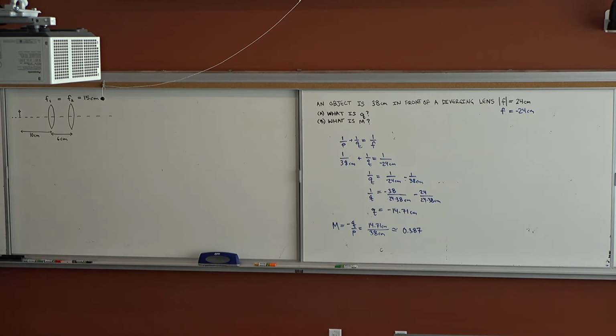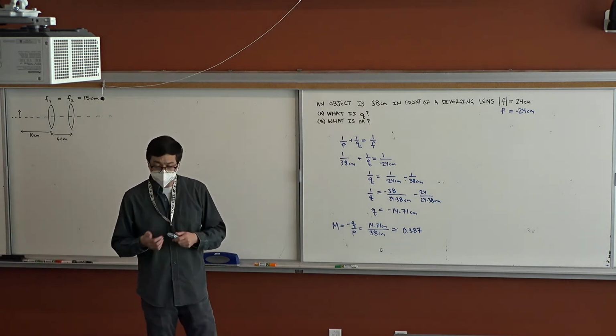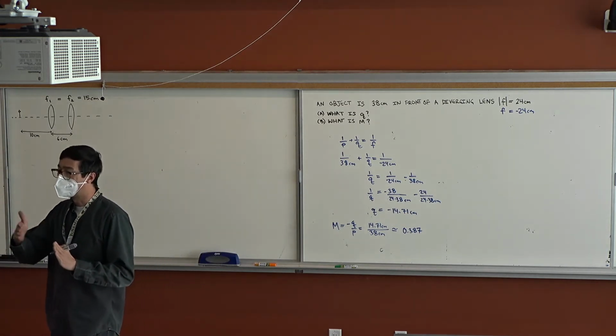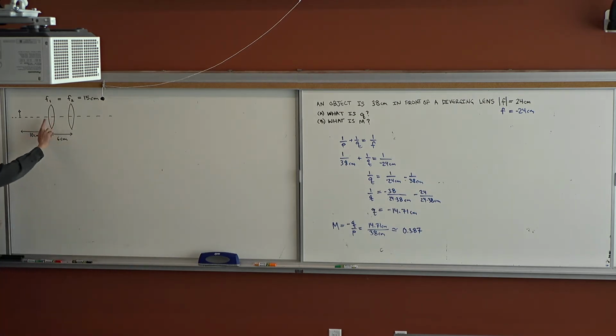So let's try an example where we have a pair of lenses. In this case, two converging lenses, each focal length 15 centimeters. We're going to put an object 10 centimeters in front of the first lens, and the two lenses are themselves separated by 6 centimeters. And so we talked about this in lecture, but the approach here is kind of like dominoes. We're going to use the image of the first lens as the object of the second lens, and so on and so forth in combination, right?